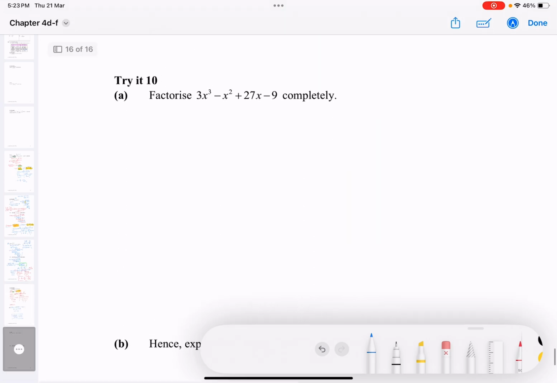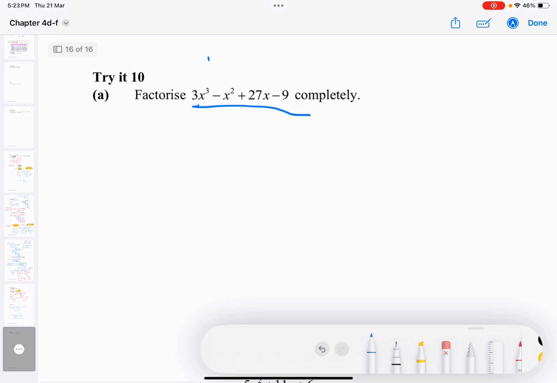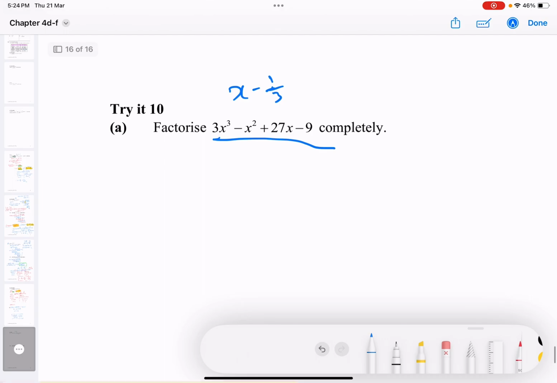Okay, let's move on to the last question. We're going to use the same idea, but in this case you can use the calculator. If you enter this function into your calculator, you'll realize that x minus 1/3 is a factor, because x equals 1/3 is one of the roots. So therefore you know that x minus 1/3 is a factor.